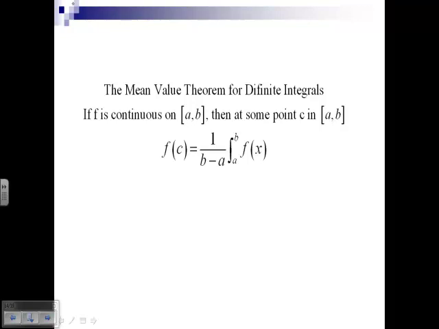The mean value theorem for integration basically says if a function is continuous on the closed interval from a to b, somewhere on that interval, the average value of the function and the function itself have the same value. Or there exists a c such that f of c is equal to the average of the function.